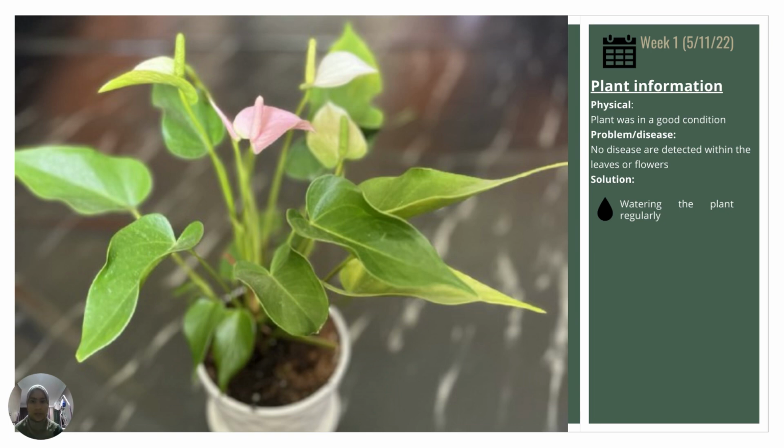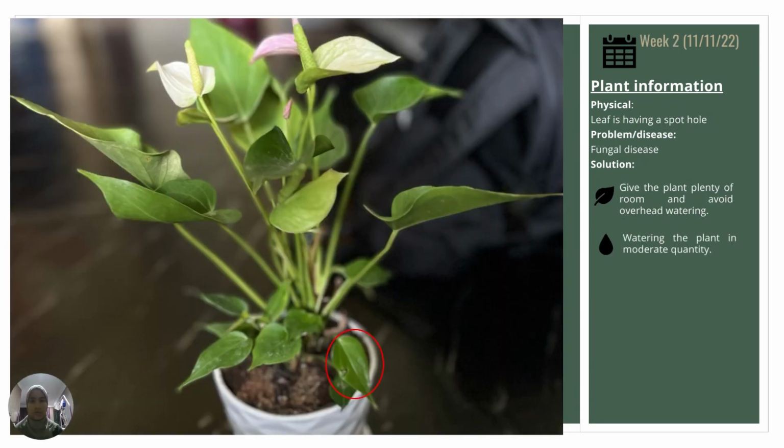For the first week, the plant was in good condition and no disease or problem could be detected on the leaves or the flowers. So I watered the plant regularly. During week 2, the leaf had a spot hole. This is maybe because of a disease, and the disease that caused the problem is fungal disease. So the solution is I give the plant plenty of room and avoid overhead watering. I water the plant in moderate quantity.